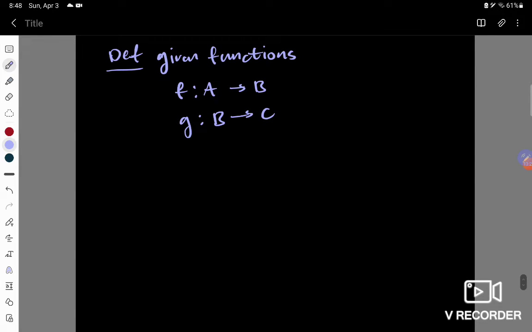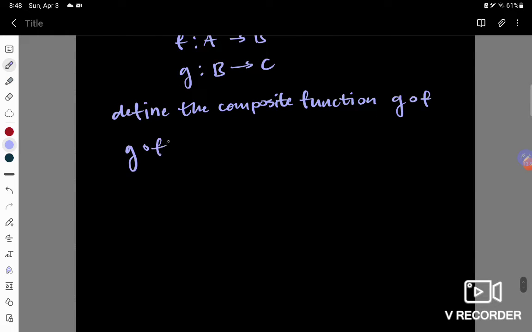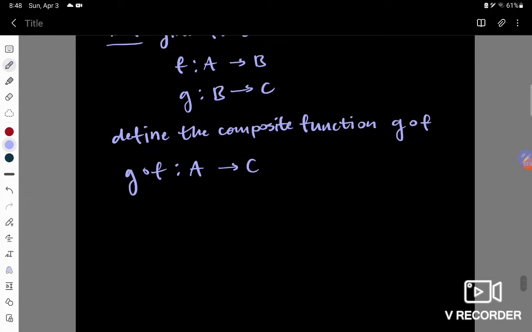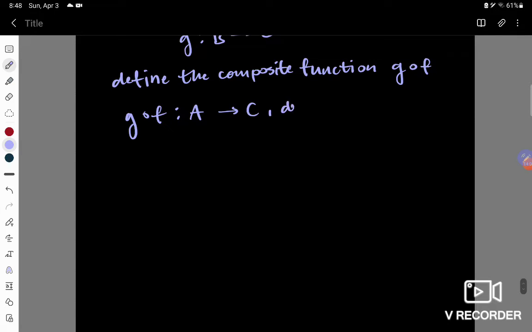We define the composite, and this is maybe also familiar. Define the composite function g composition f here, g composed f. g composition f maps from, now we take A to C, so we're taking first f and then we're taking g. Composition is read right to left. And it's defined by this rule here.